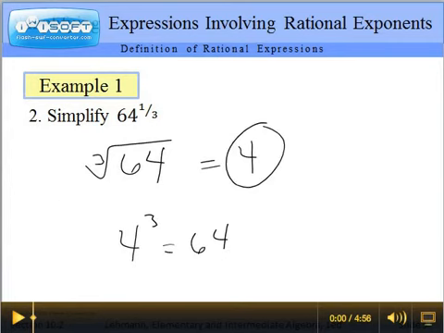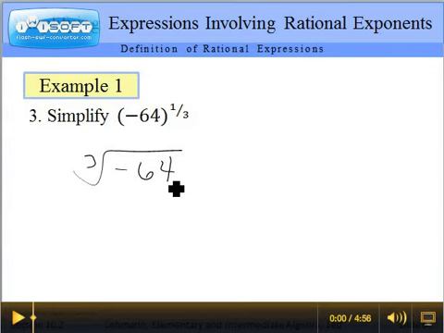Next I want to have negative 64 raised to the 1/3. So I want to take the cube root of negative 64. I can take the cube root of an odd number, or I could take the cube root of negative numbers. So this would equal negative 4, since negative 4 times negative 4 times negative 4 equals negative 64.